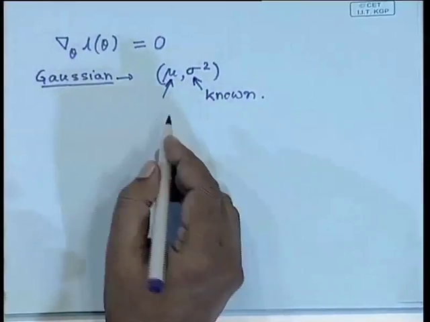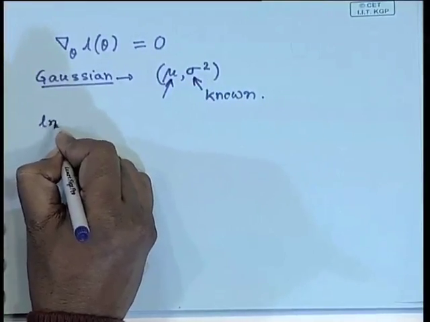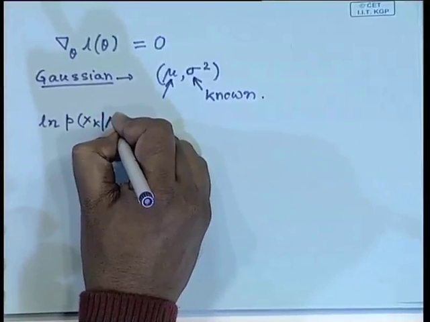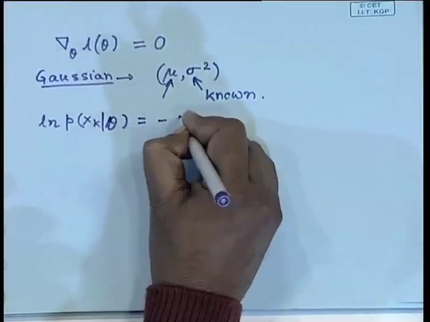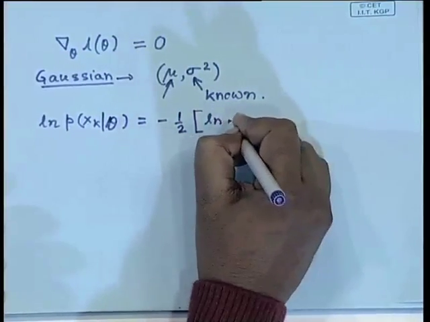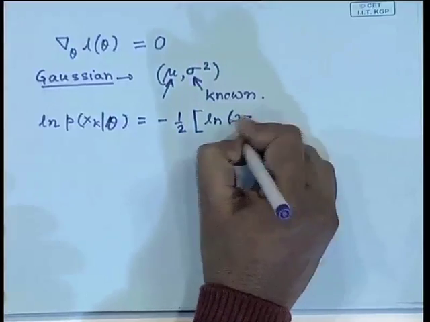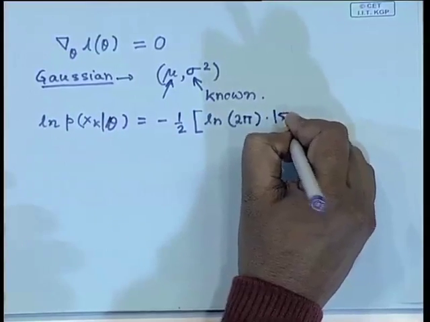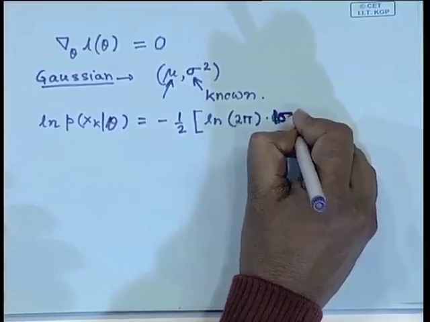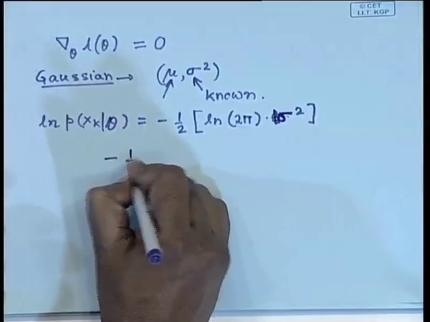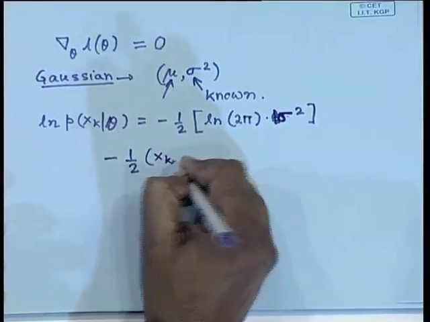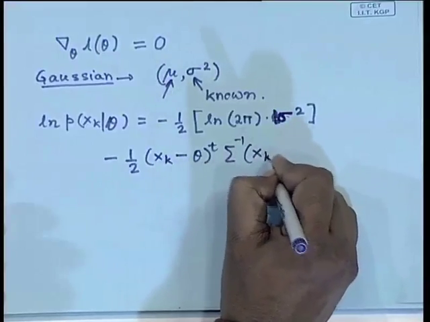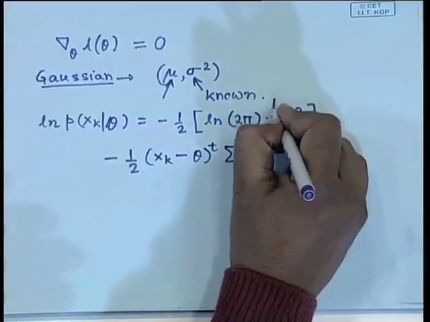Okay. So, for this Gaussian distribution we know that the log likelihood will be given by ln of the probability density function of x k given theta, which is nothing but minus half sigma square, okay, minus half. Okay. So, instead of sigma square let me put it as this.